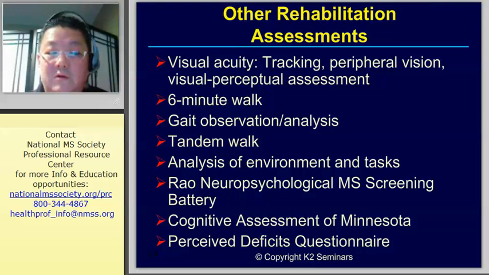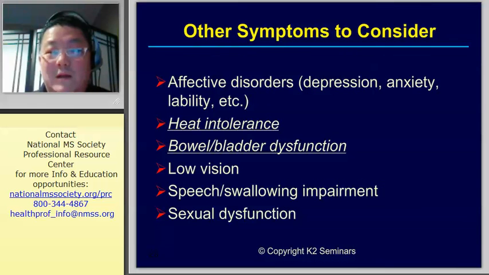Taking a look at visual acuity, tracking, peripheral vision, the visual perceptual assessment, something you can use. So the list goes on, right? The 6-minute walk, gait observation analysis, tandem walk, analysis of environment and tasks, the RAOs, cognitive assessment, perceived deficits questionnaire. Perceived is something that's very important. You need to know what the patient feels like, and where the patient feels like they're fatigued or where the patient feels like they're weak, to be able to provide some input.